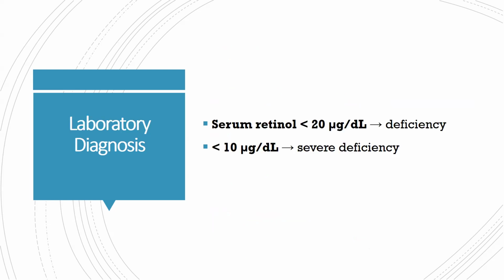Then we come to the laboratory diagnosis. The serum retinol is done, and if the level is less than 20 microgram per deciliter, then we label it as the deficiency of vitamin A. And if it's even less than 10 microgram per deciliter, then we label it severe deficiency.